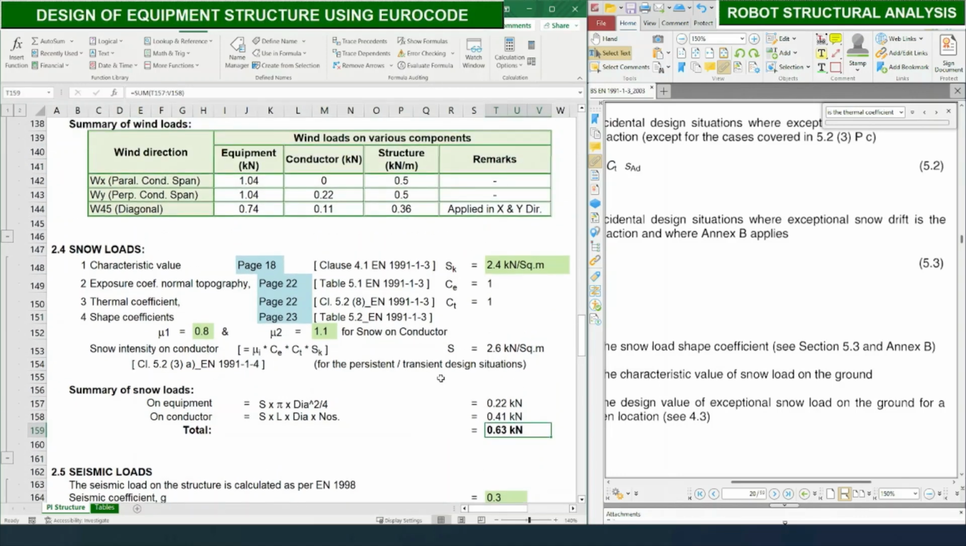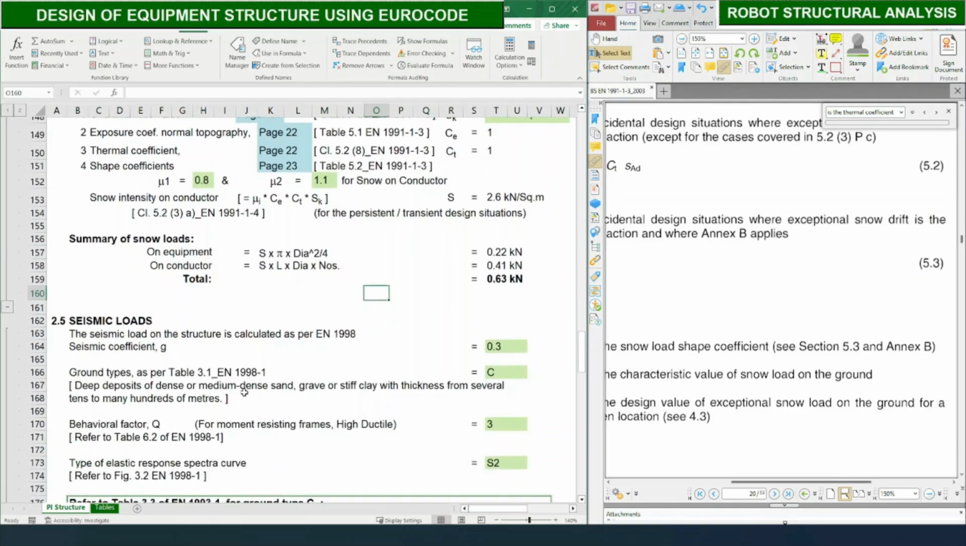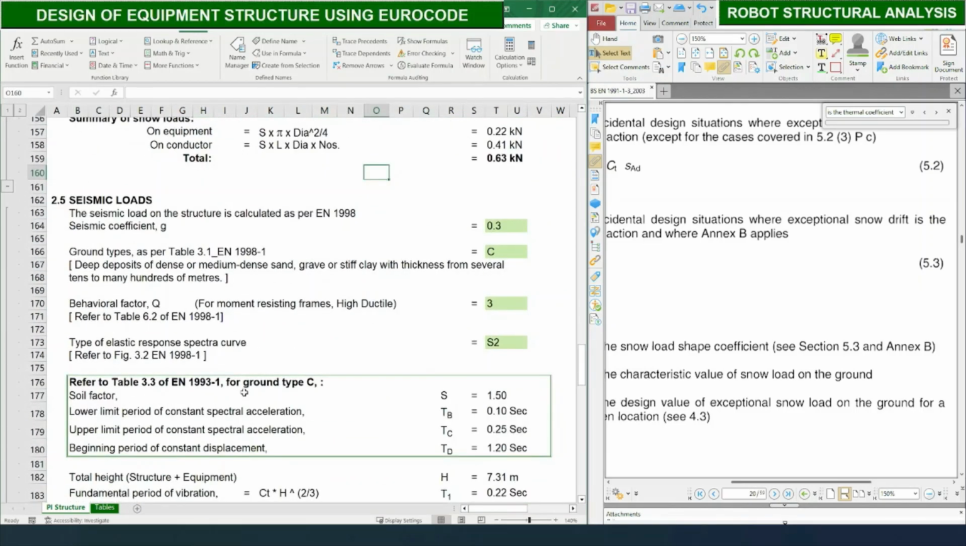With this, part one of the video is completed. In the next part we will look into how to calculate the seismic loads for the equipment support structure, slenderness check, load combination, and finally we are going to design the vertical structural member for the equipment support structure in Robot Structural Analysis.